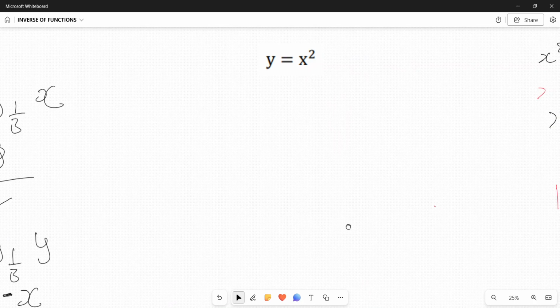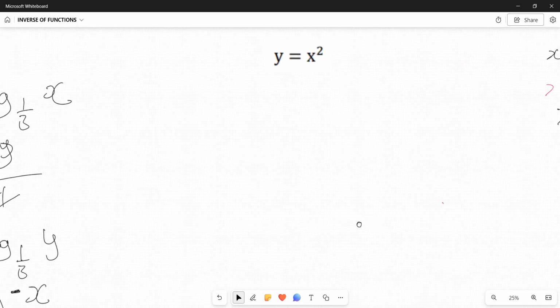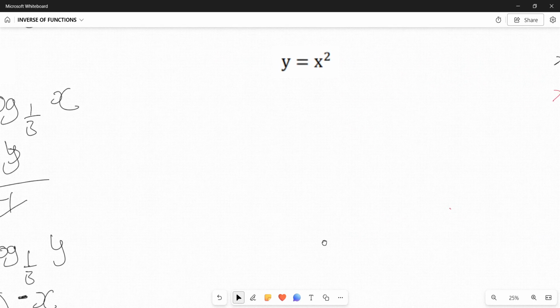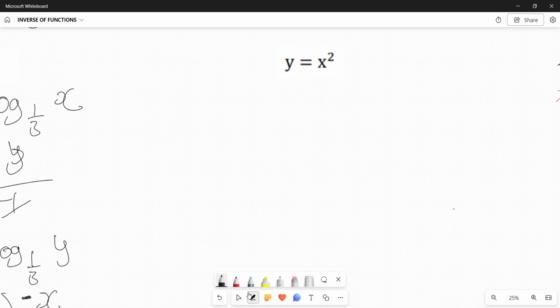And the last one, we have y equals x squared. So now y equals x squared, we know that it is the parabolic function. So now our parabolic function y equals x squared, is it a one-to-one function?